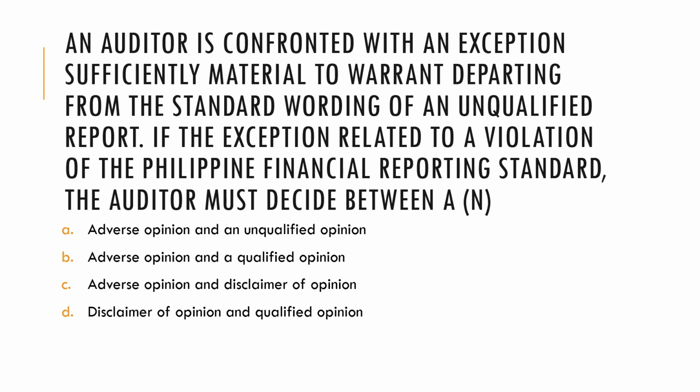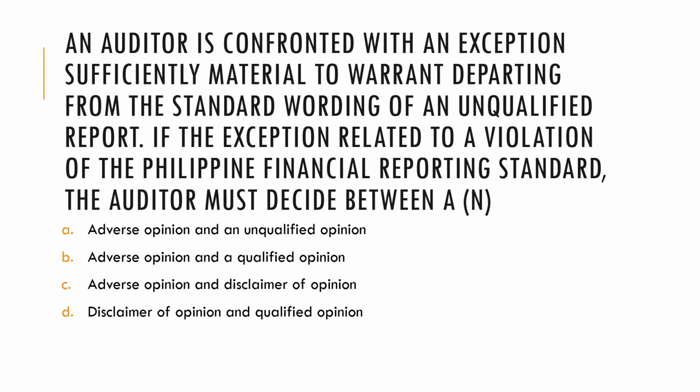Now, if the exception relates to a violation of the PFRS, or the Philippine Financial Reporting Standard, the auditor must decide between, and to this we recall the reasons for the modification of an auditor's opinion. And we pointed out that the auditor may modify his or her opinion in the case of, for example, number one, misstatements, and these misstatements would include violations to the standards, and number two, in the case of scope limitation. So what is being invoked in this question is the reason of a violation of the standard.